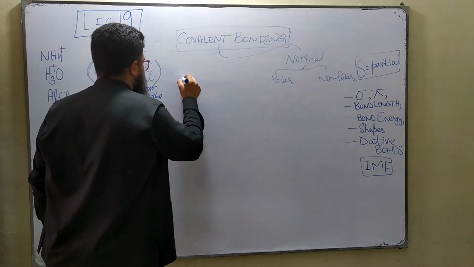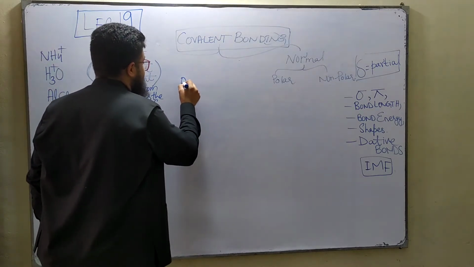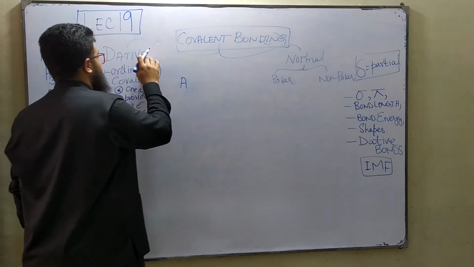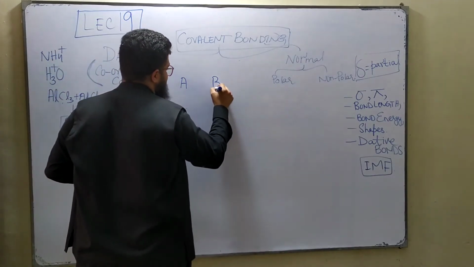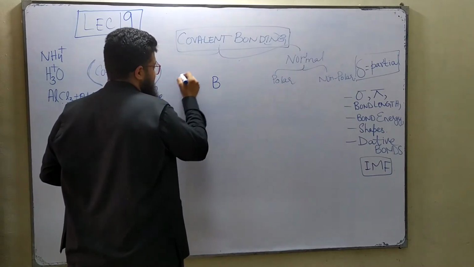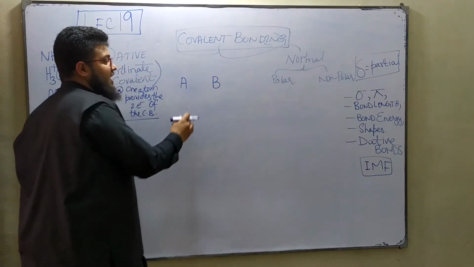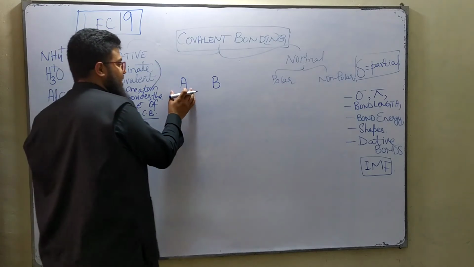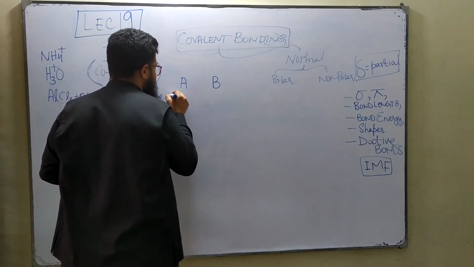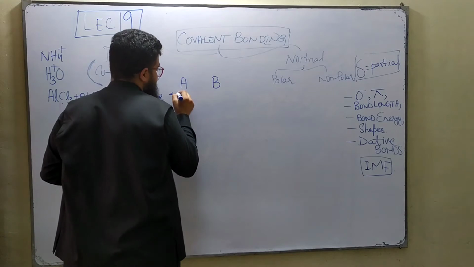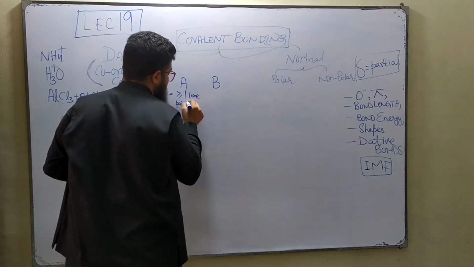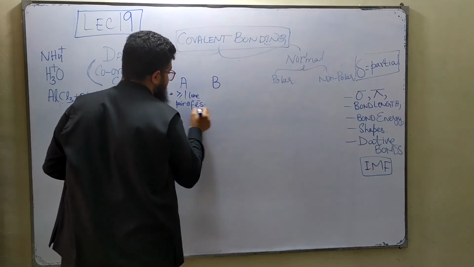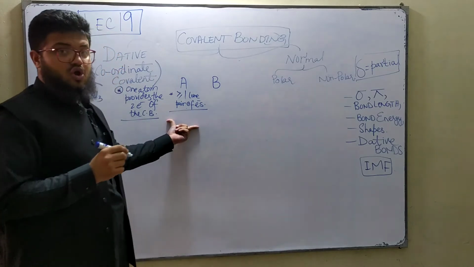First of all, there is a condition that must be fulfilled before this dative bonding can occur. If we've got one atom A and another atom B, let's say this atom A is the one that provides both the electrons. So in this atom A, the condition is that it must have at least one lone pair, so greater than or equal to one lone pair of electrons. I hope you guys know what lone pairs of electrons are. Lone pairs are those pairs of electrons which are not involved in bonding.